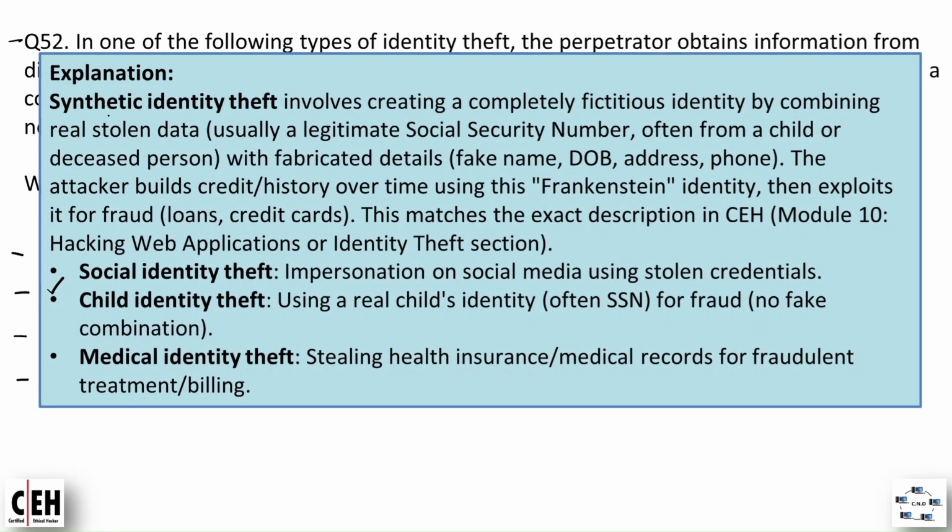And the explanation is, synthetic identity theft involves creating a completely fictitious identity by combining real stolen data, usually a legitimate social security number, often from a child or deceased person, with fabricated details like fake name, date of birth, address, and phone. The attacker builds credit history over time using this Frankenstein identity, then exploits it for fraud. For example, taking loans and credit card theft. This matches the exact description in CEH Module 10, the Identity Theft section.